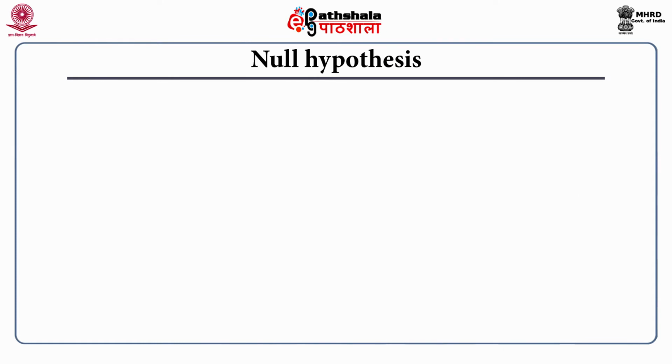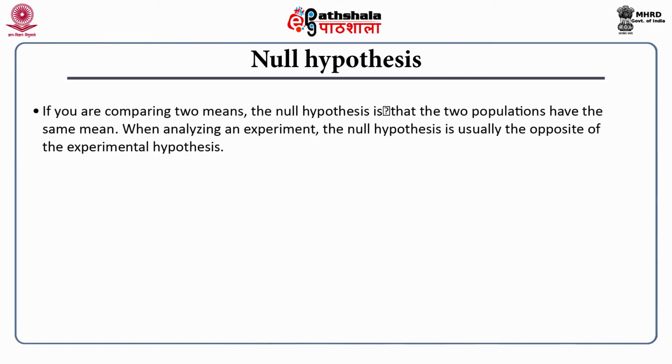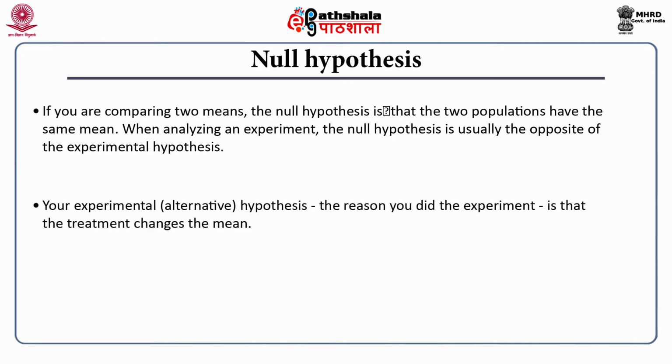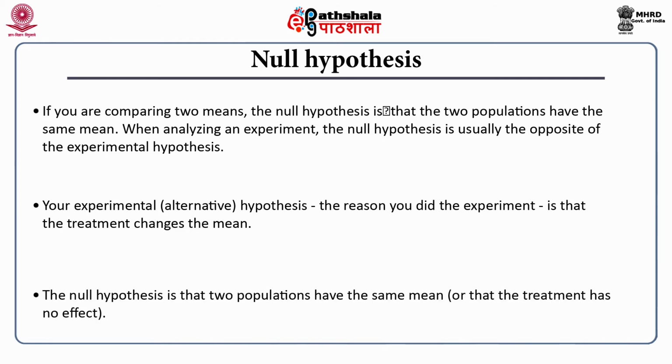Null hypothesis, what is that? If you are comparing two means, the null hypothesis is that the two populations have the same mean. Population A mean is equal to population B mean is called the null hypothesis. When analyzing an experiment, the null hypothesis is usually the opposite of the experimental hypothesis. Your experimental or alternate hypothesis is the reason you did that particular experiment, right? So the null hypothesis is that the two populations have the same mean or the treatment has no effect. That is what the null hypothesis is.